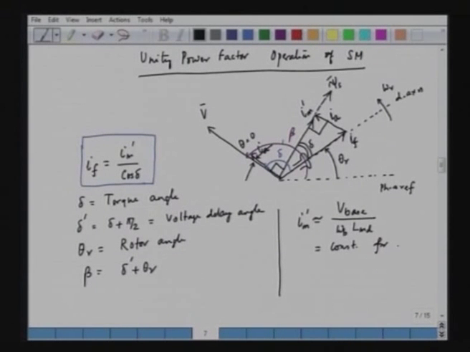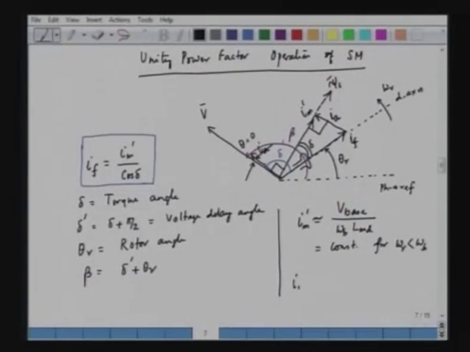for omega r less than omega b. Omega r is the electrical speed. When the electrical speed is less than the base frequency in radian per second, we can assume that Im prime is kept constant.